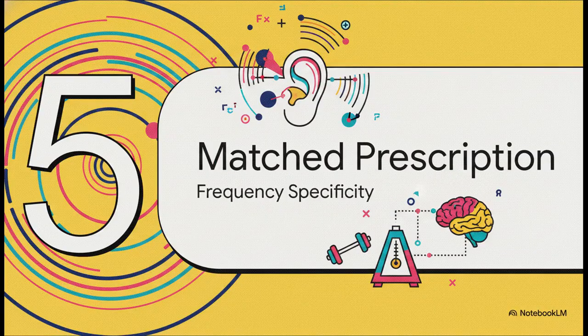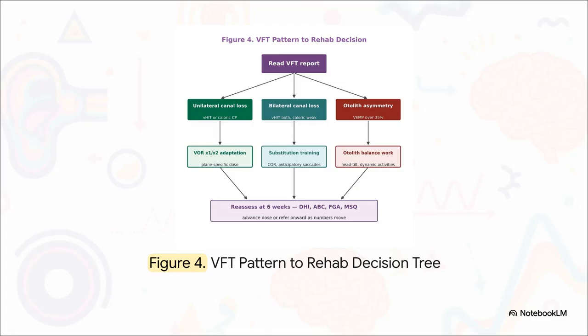Section 5, Frequency-Matched Prescription. Now let's bring all these numbers together and build a concrete treatment plan. This decision tree is fantastic because it shows how every single test pattern triggers a highly specific exercise emphasis. Unilateral canal loss on a V-hit or a caloric canal paresis over 25%, that points you straight to plane-specific VOR adaptation. Bilateral canal loss, that points directly to substitution training. And as we'll get into next time, otolith asymmetry pushes you toward otolith balance work.